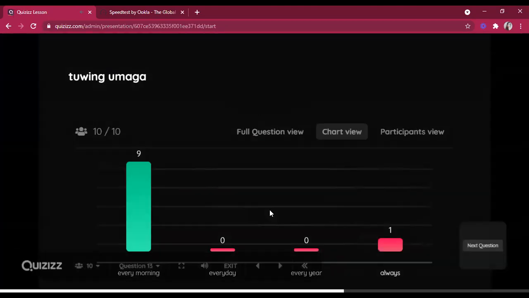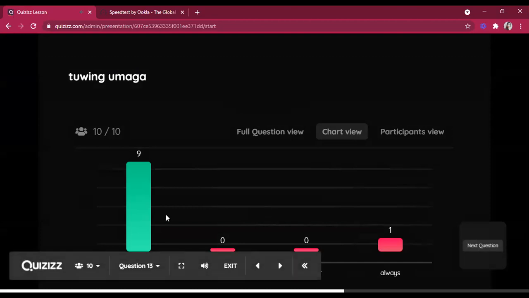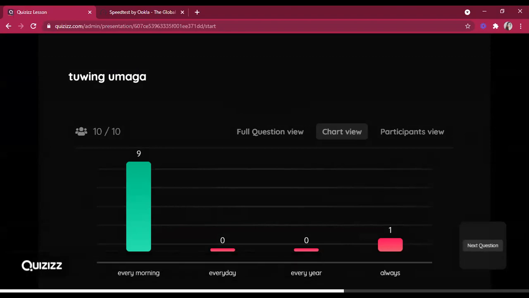Okay, tuwing umaga is every morning. Right? So if ever we're gonna read a new story, we'll not get confused with the time and months and days.